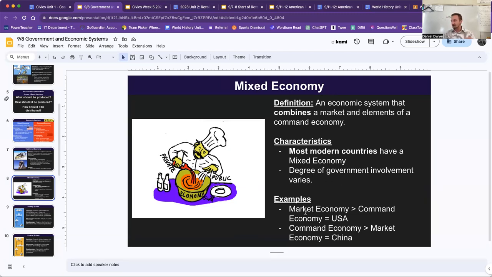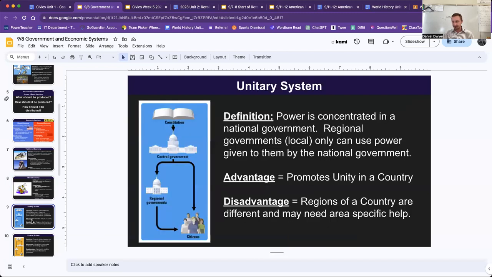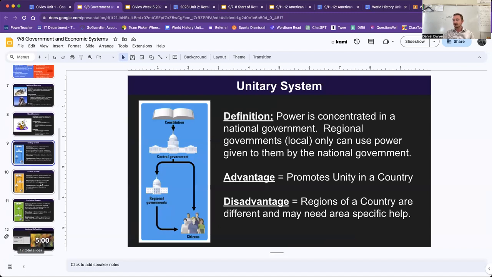For example, again, the market economy in the US is bigger than the command economy, but there is still both. And then the opposite for China. Right. And then we are looking at three more systems of government.